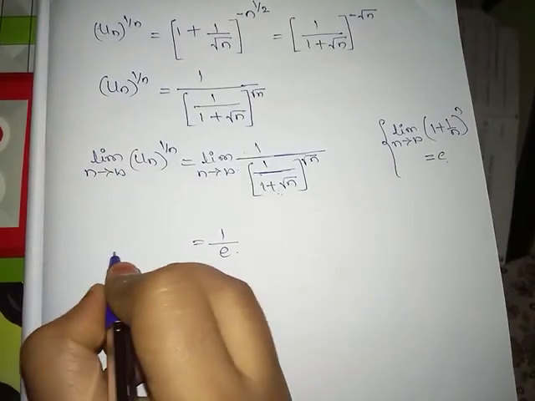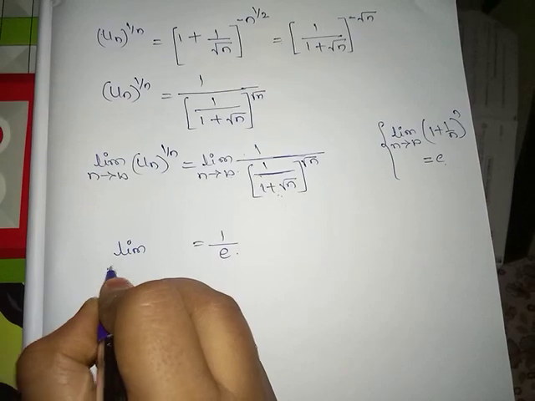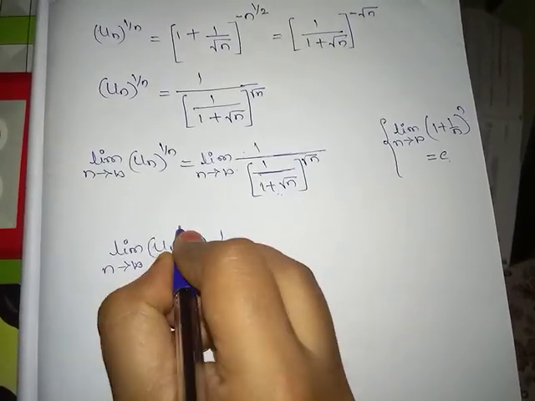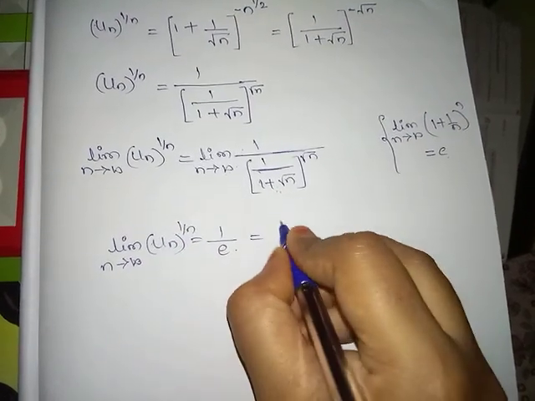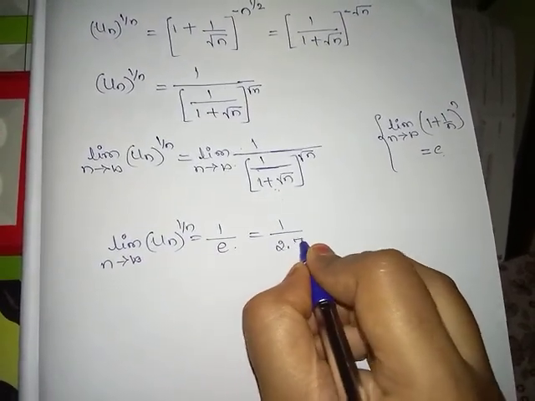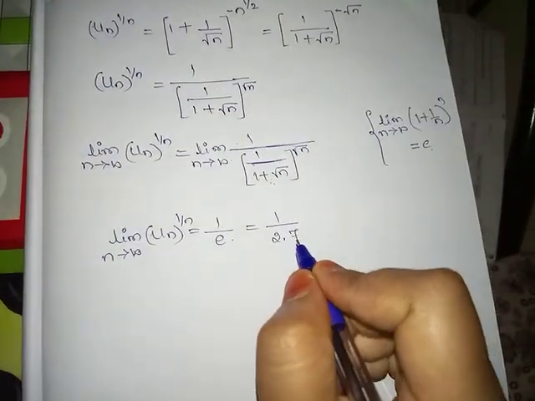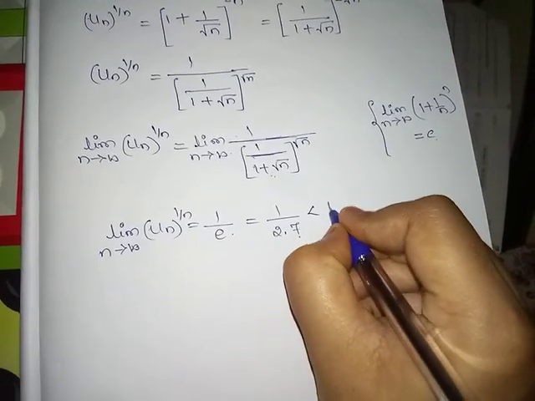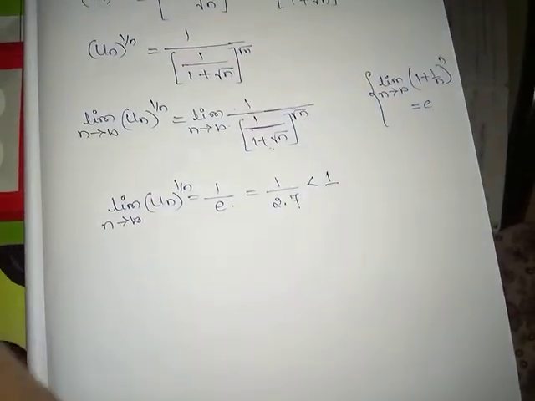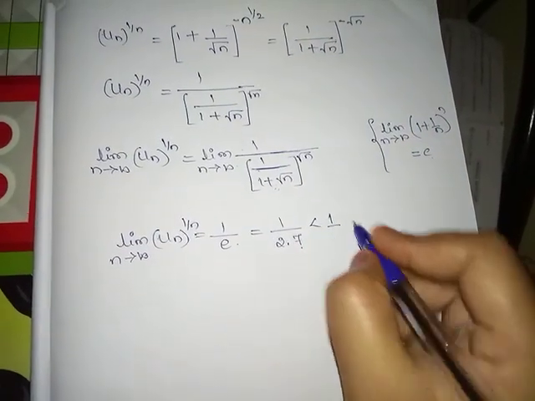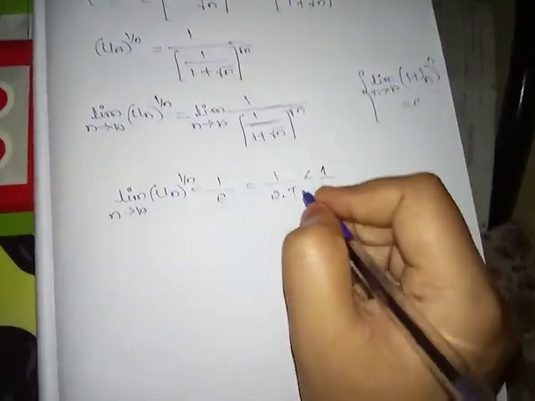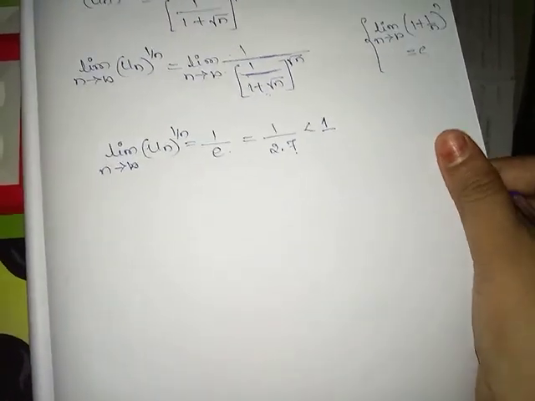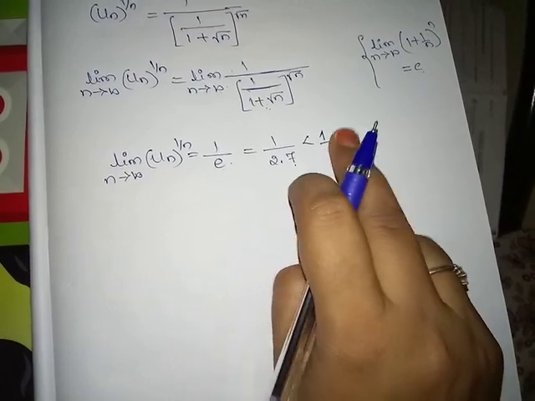So limit n tends to infinity un raised to 1 by n is 1 divided by 2.7. We know that the e value is numerically equal to 2.7. When we simplify, we get a value that is less than 1, not greater than 1, because in the denominator we have a greater value as compared to the numerator.